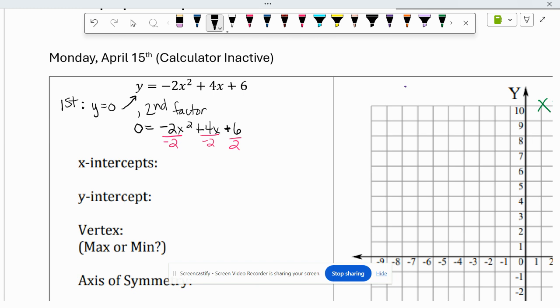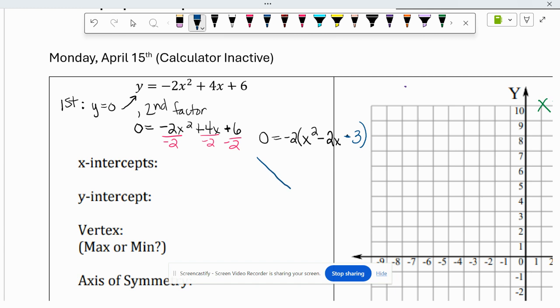Okay. So if we factor out that negative 2, we have 0 equals negative 2 times, negative 2x squared divided by negative 2 is just a positive x squared. 4x divided by negative 2 is negative 2x. And 6 divided by negative 2, sorry, I said positive earlier, is a negative 3. So you should have negative 2 parenthesis x squared minus 2x minus 3.